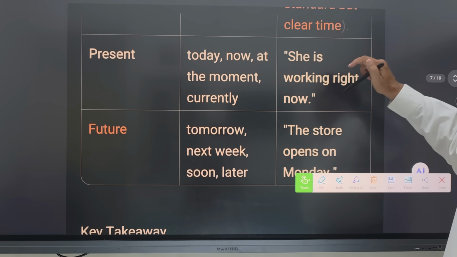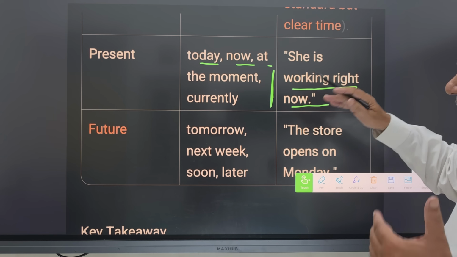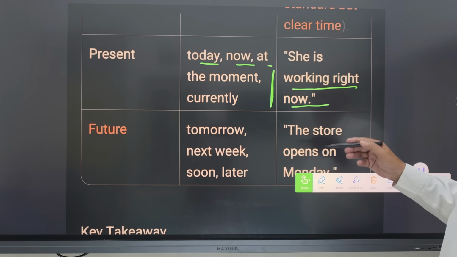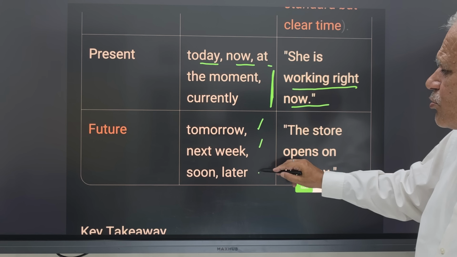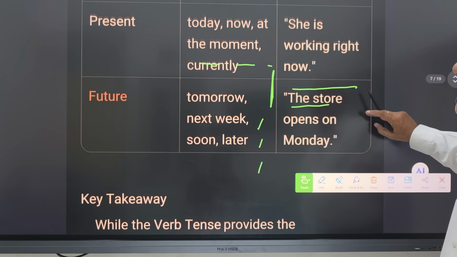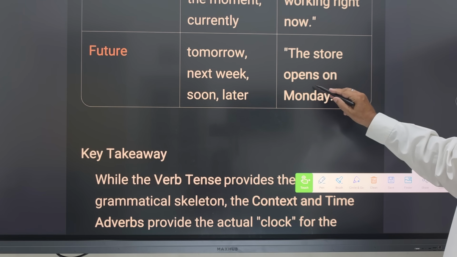So to note down the time adverbs, the time spans: today, now, at the moment or currently. Whenever one word out of these is mentioned, you can say that these are present events. Similarly, tomorrow, next week, sooner, later refer to the future. So: The store opens on Monday. This is a future event.